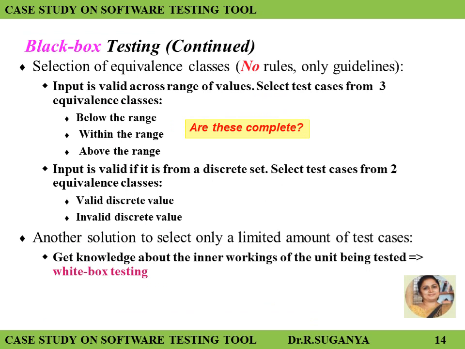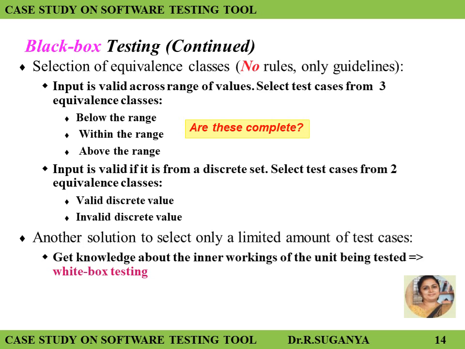So black box testing: input is valid across a range of values. It selects test cases from three equivalence classes: below the range, within the range, and above the range. Input is valid if it is from a discrete set. Select test cases from two equivalence classes: valid discrete value and invalid discrete value.